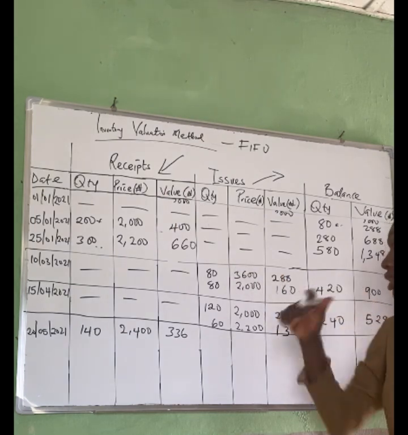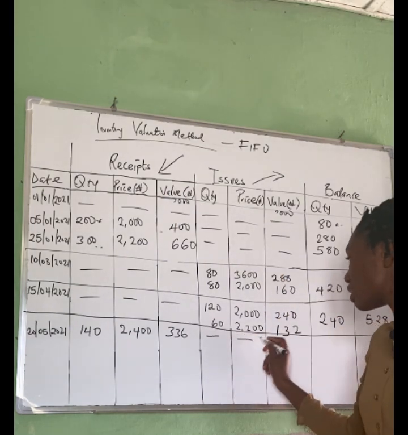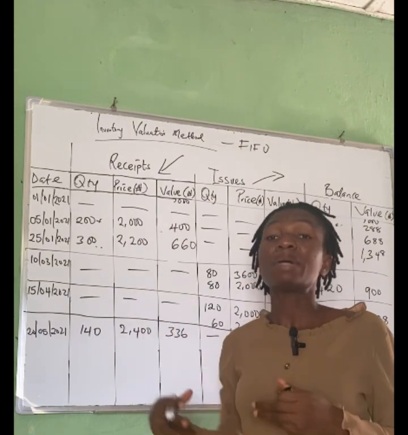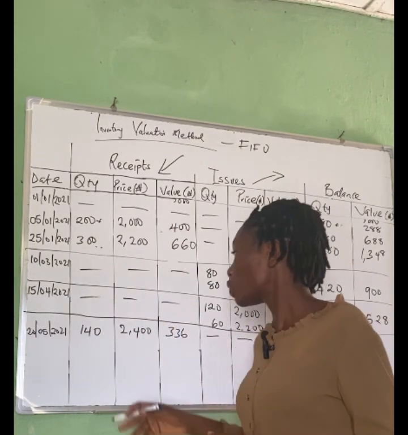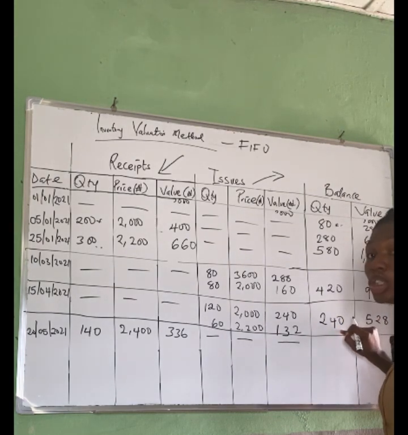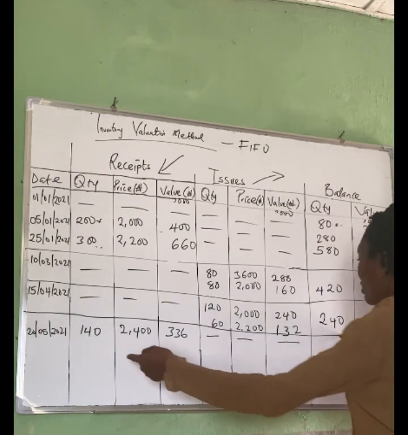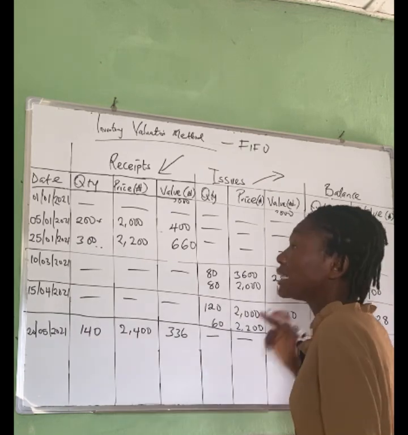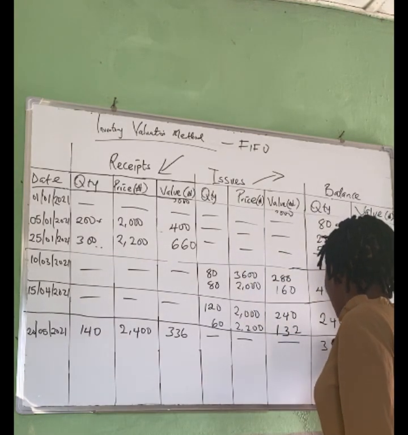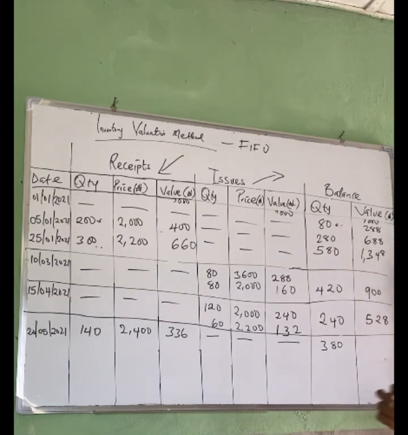Now, it is still a receipt. So whenever we have a receipt, we need to balance, okay? To balance, it means our goods, since it is a receipt, that means there will be an increase. So we're going to be adding. Now, our previous balance for quantity is 240. We have a receipt of 140. So it's increasing, right? We'll be having 380 units, okay, right now.